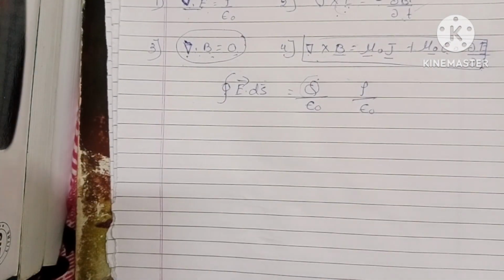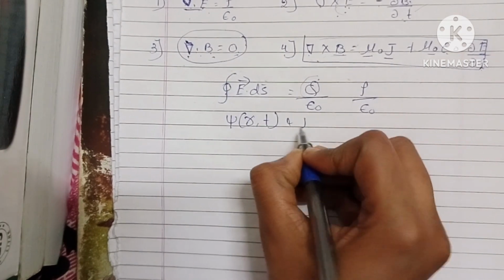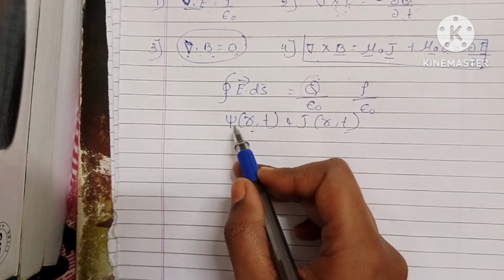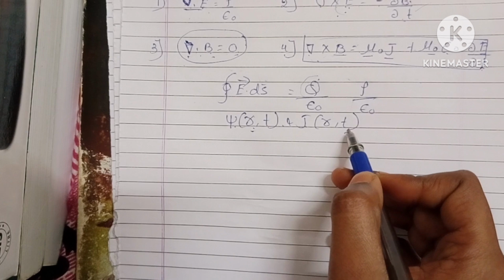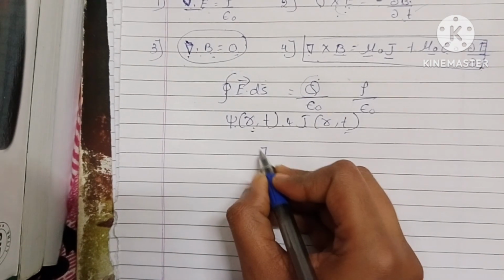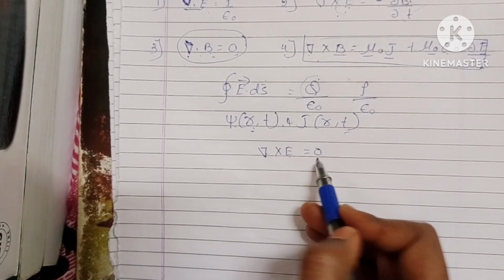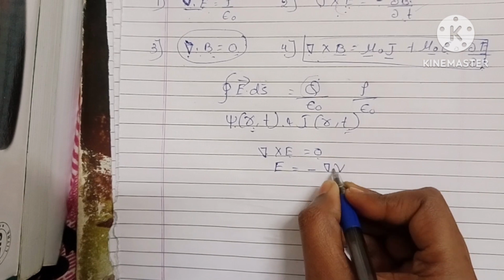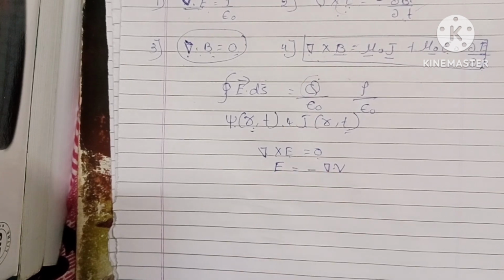So further, we know that rho of r comma t and J of r comma t are two functions. The charge density is a function of r and t, and the current density is also a function of r and t. So further, we know that the curl of the electric field is 0. Curl of the electric field is 0. This can be written as E is equal to minus del V, the gradient of the potential. Electric field in terms of the gradient of the potential.